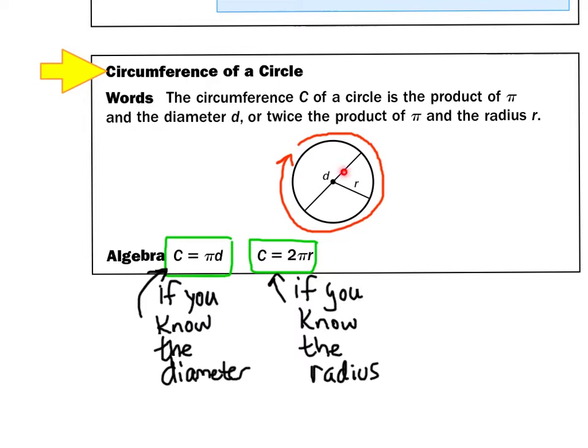If they give you the diameter, you just multiply it by pi, and that'll tell you the distance around the circle. If they give you the radius, you have to double it because the radius plus another radius gives you the diameter. So the radius times 2 times pi gives you the circumference as well, the distance around the circle.